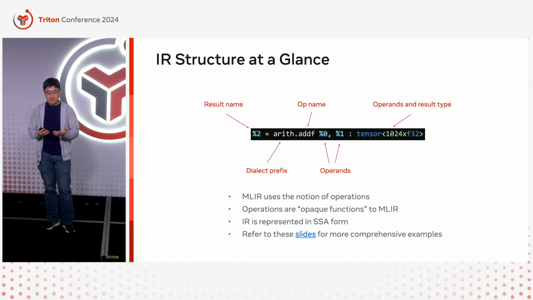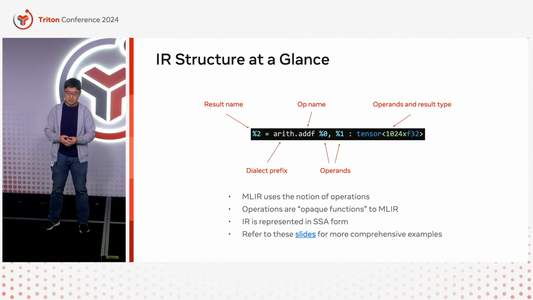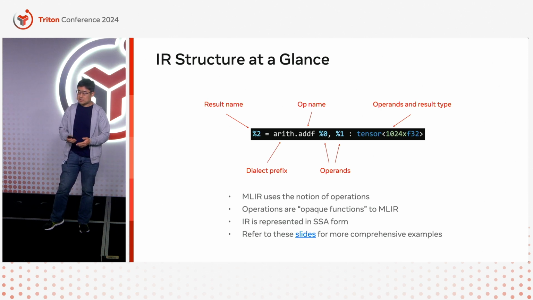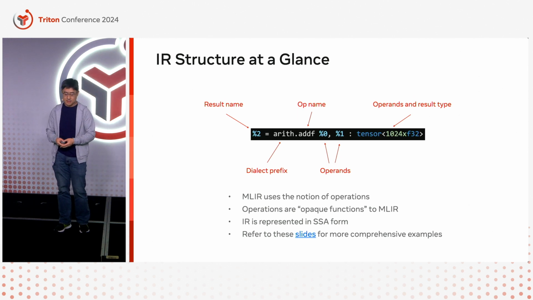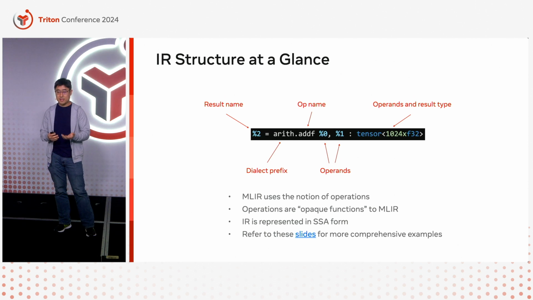In case people have not seen what MLIR looks like, I just want to spend a couple minutes to walk through what a very simple IR could look like, and later on we'll see more examples. What is on the screen is probably what the simplest IR could look like. It is doing an add operation. The arith part specifies the dialect. So this operation comes from a dialect called arith. The operation name is addf, or add floating point. It takes two operands, %0 and %1, and the result that it produces is %2.